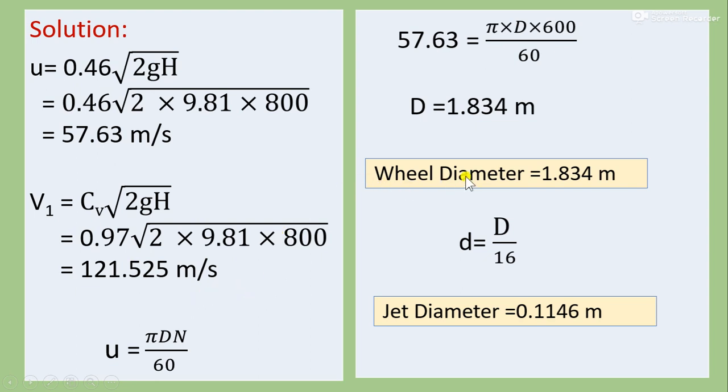Then we have to calculate wheel diameter. So the formula containing wheel diameter is U is equal to pi DN by 60. In this, left side U is already calculated, right side head is given. So here the unknown is D, by the calculation in meter, that is wheel diameter. Then by using the relation between jet diameter and wheel diameter, we get jet diameter also in meter.